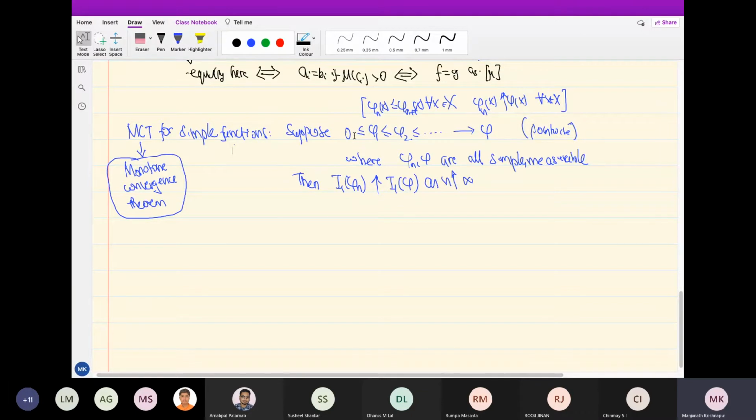It says that suppose everything is about simple functions only here. So I have phi 1, phi 2, phi n, all of them non-negative simple measurable functions, and also increasing, phi 1 less than or equal to phi 2 less than or equal to phi 3 and so on, pointwise. So for each x, phi 1 of x, phi 2 of x is an increasing sequence, which will converge to some number which we call phi of x. We assume that this phi is also a non-negative simple measurable function. So phi n and phi are all simple measurable non-negative, and phi n's increase to phi pointwise. Then I1 of phi n increases to I1 of phi. This is what we want to prove.